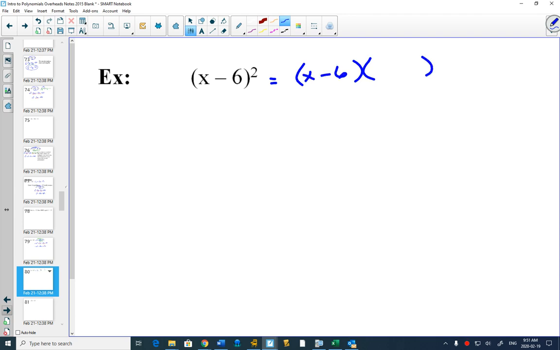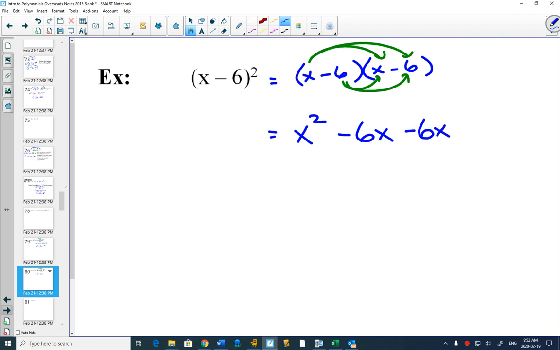Okay, step 1. Check, did you write out the repeated multiplication correctly? Step 2. Did you draw arrows from the first, the outside, the inside, and the last? Then do each of the arrows. First ones would be x times x, that's x squared. Outside ones, inside ones, negative 6, negative 6. Yes? And then do we have any like terms? Putting those together makes negative 12. Awesome.